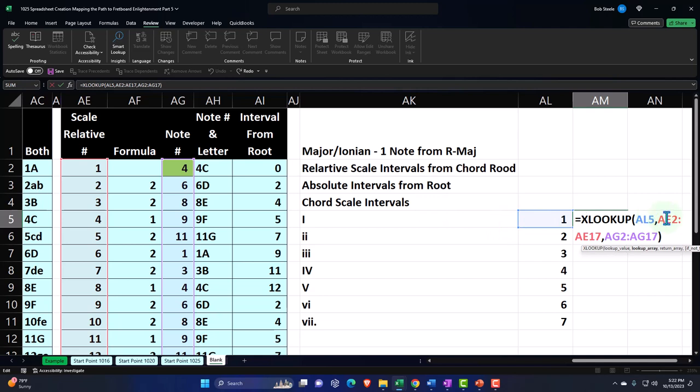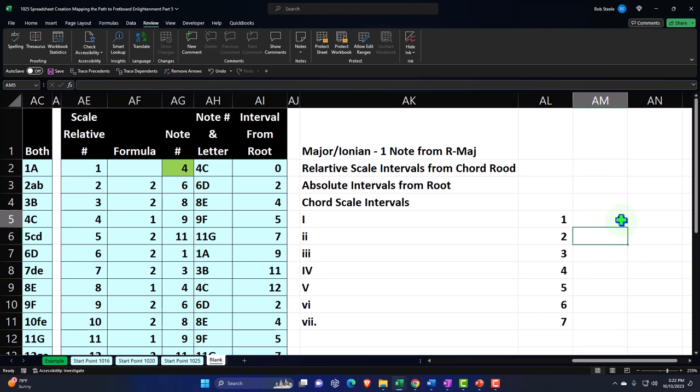This one, F4 on the keyboard. This one, F4 on the keyboard. Each of these, F4 on the keyboard, so there's a dollar sign before the letters and the numbers, and enter. And then I should be able to copy it down. So I copy this down.